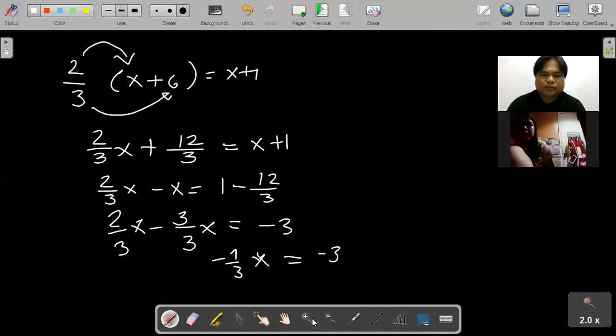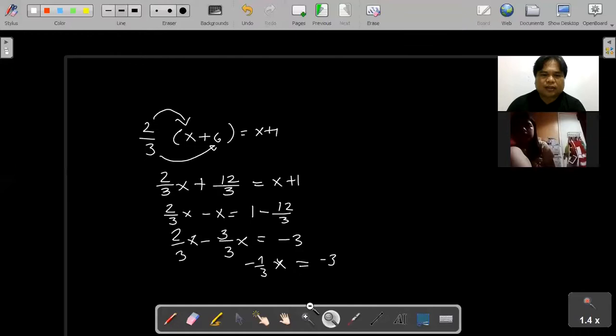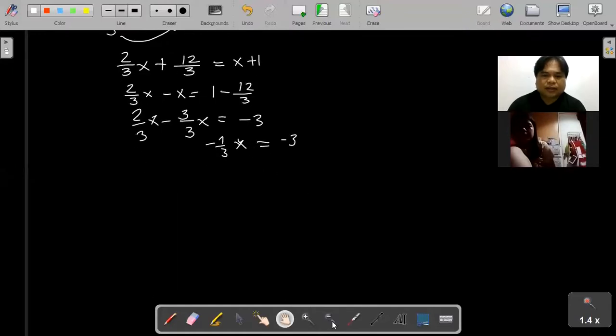What happened to the 12? 12 divided by 3 is 4. 1 minus 4 is negative 3. Get it?